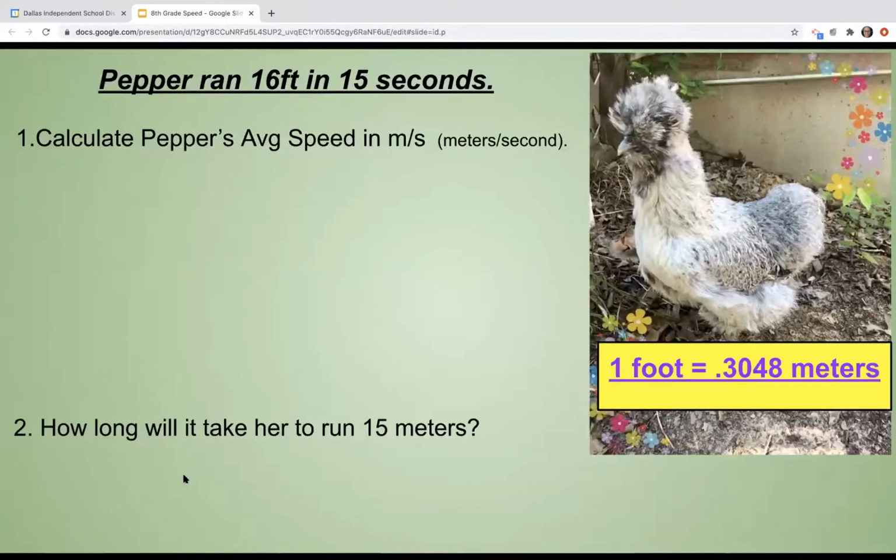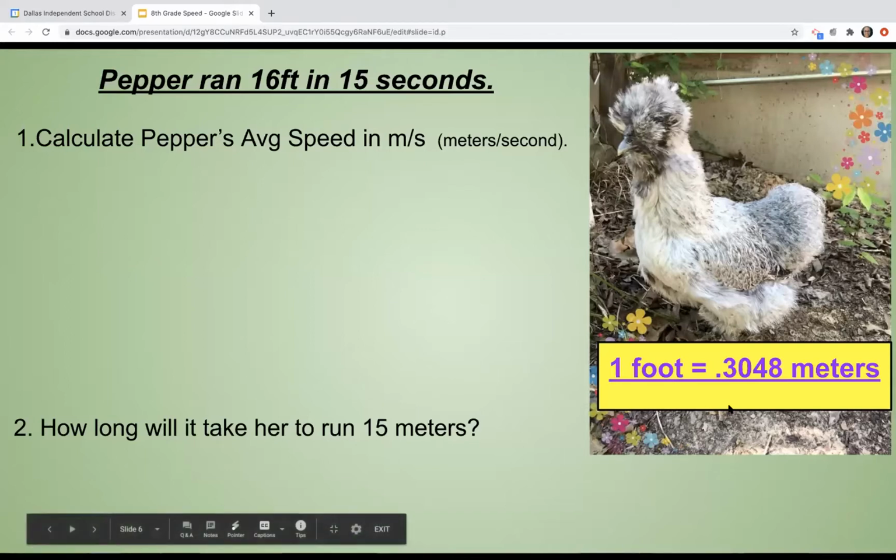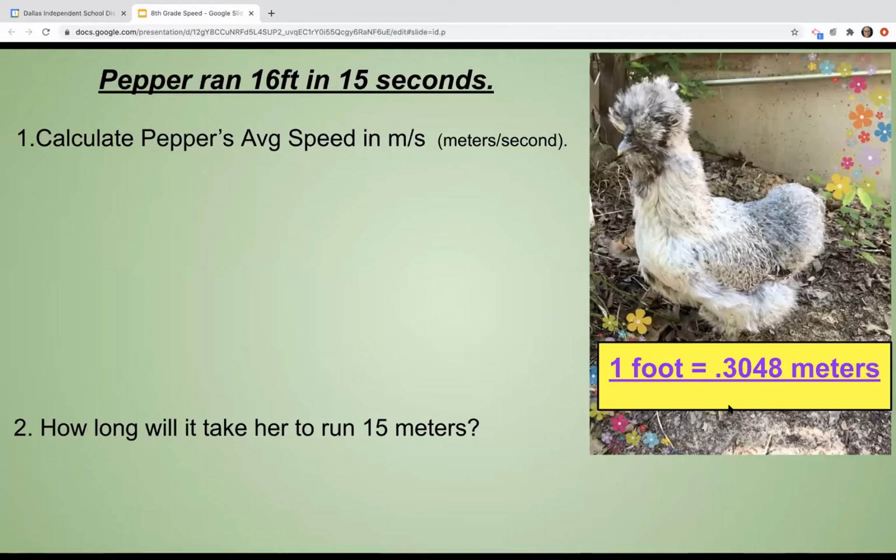And then just a little sample math problem using Pepper. Pepper ran 16 feet in 15 seconds. So my question for y'all is, how can we calculate her average speed in meters per second? Your conversion is 1 foot is equal to 0.3048 meters. So think really quickly, how could you solve question number 1? And I'm going to walk through it with you guys.